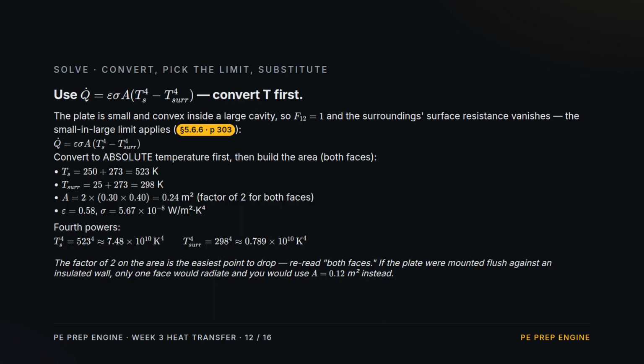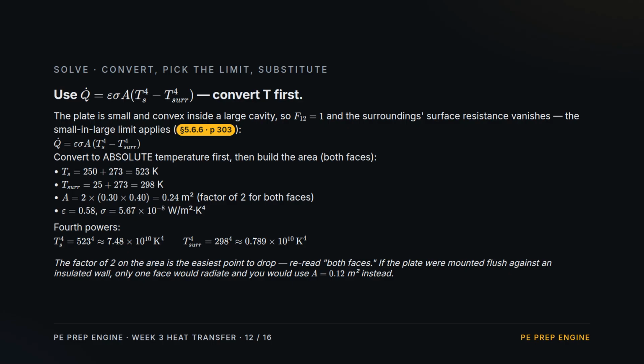The plate is small and convex inside a large cavity, so the view factor is 1, and the surrounding surface resistance vanishes. The small and large limit applies. Q dot equals epsilon times sigma times A times the difference between the plate's surface temperature to the fourth power and the surrounding surface temperature to the fourth power. Convert to absolute temperature first.